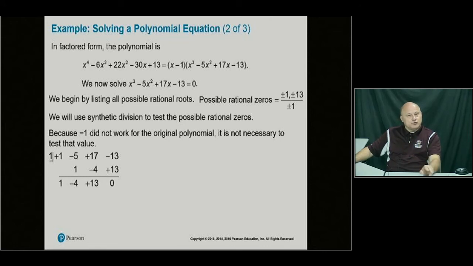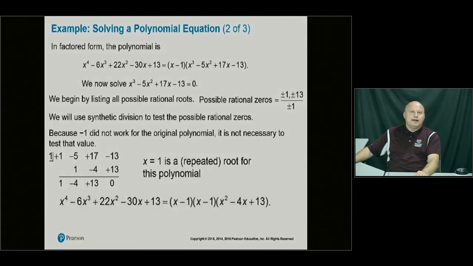So x equals 1 twice, and then we got 2 more coming, and that's going to come off that. So x equals 1 is a repeated root for the polynomial. So the original polynomial can now be written as x minus 1 times x minus 1, or you can write it as x minus 1 squared, times x squared minus 4x plus 13. That's quadratic, right? So if it's quadratic, we have 2 answers there too. You're like, well, do you need to test a 13 and then -13? You could, but it won't work.